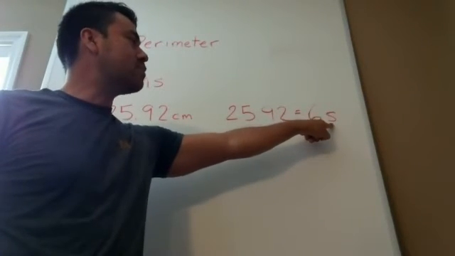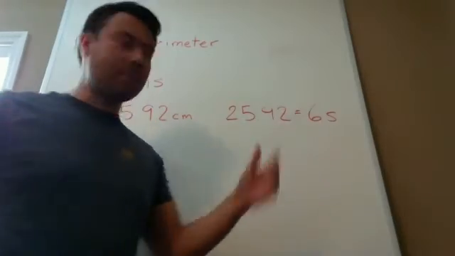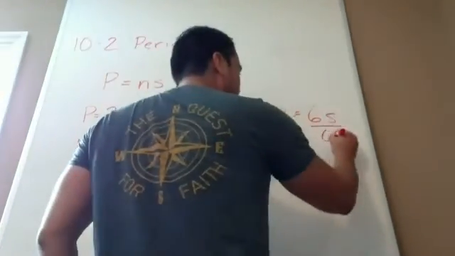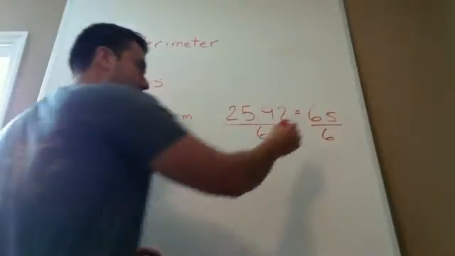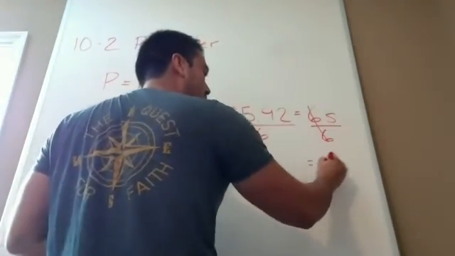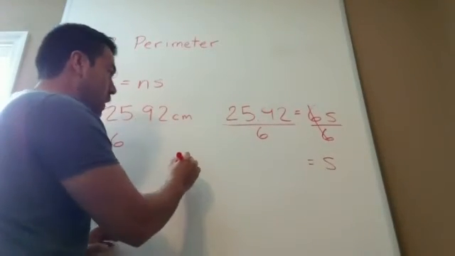Well, S is being multiplied by 6, so I undo that by dividing by 6. I'm going to divide both sides by 6, and that should get me the length of each side. So these 6's will cancel. I'm left with S equals, and then I have to divide this out. I'll do it right here in the middle.